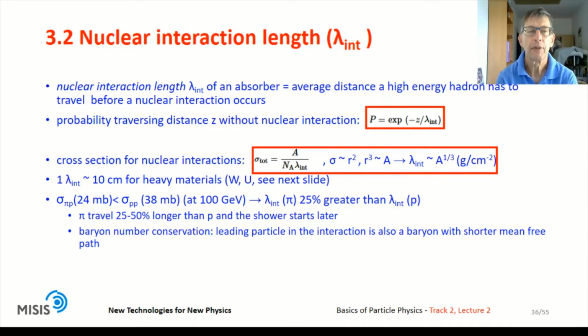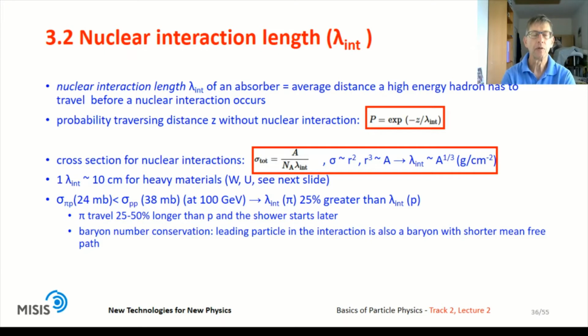If we look at the nuclear interaction length, lambda_int, this is the average distance that a high-energy hadron has to travel before a nuclear interaction occurs. So very much like the mean free path. Using that concept, you can calculate the probability to traverse a distance z through a material without a nuclear interaction. It's given there: the exponential of minus z divided by the interaction length.